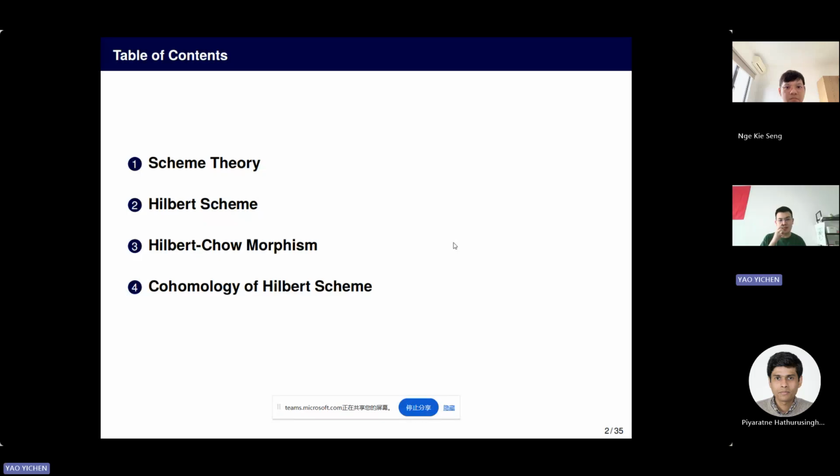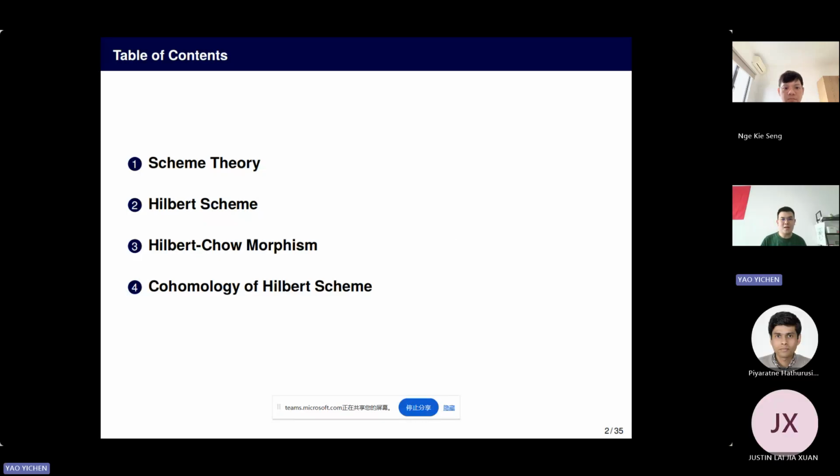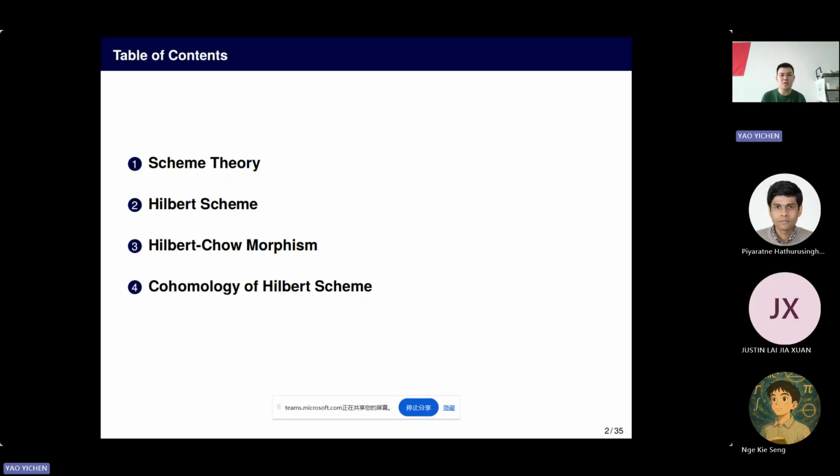Scheme theory, I think I will skip some, maybe the definition of sheaves, but I will define some basic scheme theory things, and then I will talk about my main object, which is the Hilbert scheme. Then I will come to the Hilbert-Chow morphism, which is a morphism to study the properties of the Hilbert scheme.